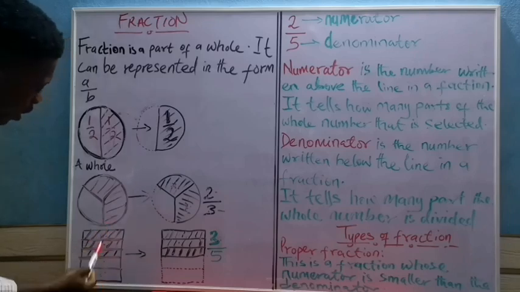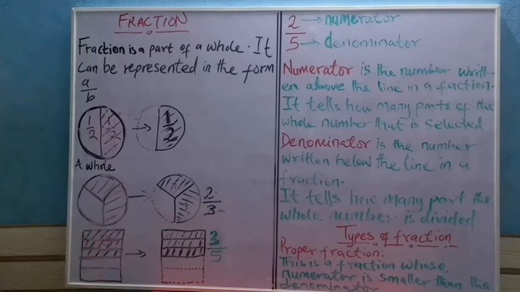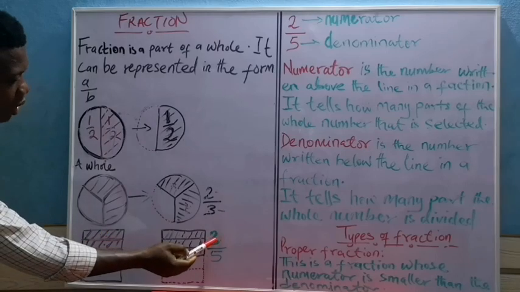Now over here, how many parts is the whole divided into? Let's look at it. It is 1, 2, 3, 4, 5. But how many parts are selected? Only 3: 1, 2, 3. So the part that is selected is our numerator.